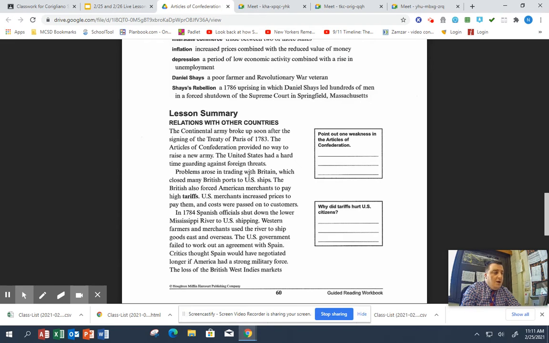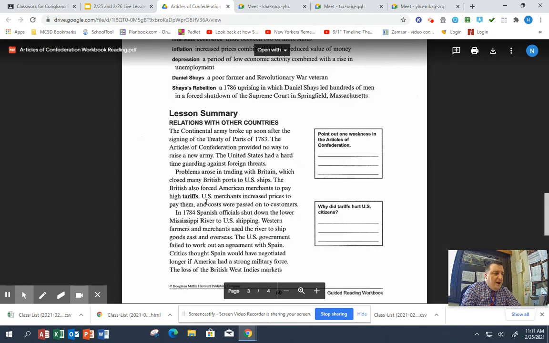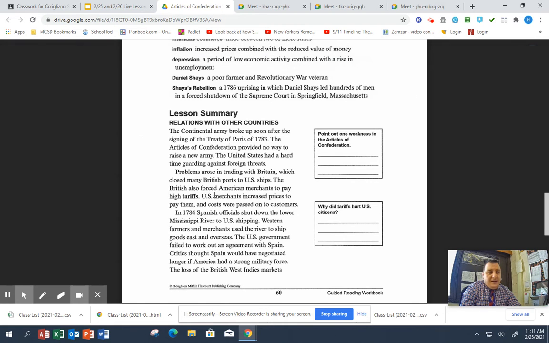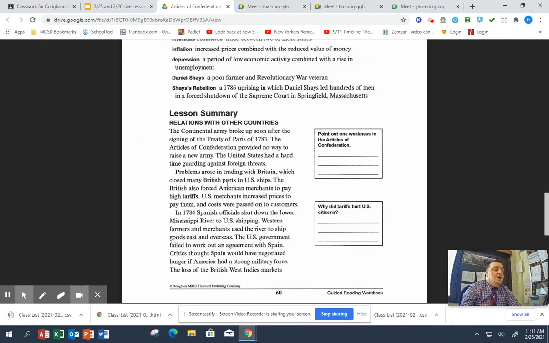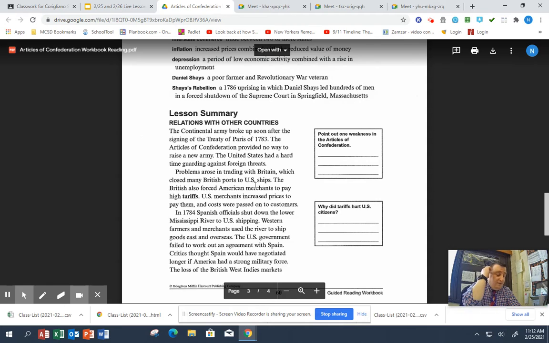Also, at the same time, the British forced American merchants to pay high tariffs, and merchants increased prices to pay them. The U.S. had no way to regulate trade or to respond to the British closing many British ports to U.S. ships. They don't have a way to stop the British or a response that will make the British not want to close their ports to U.S. ships.